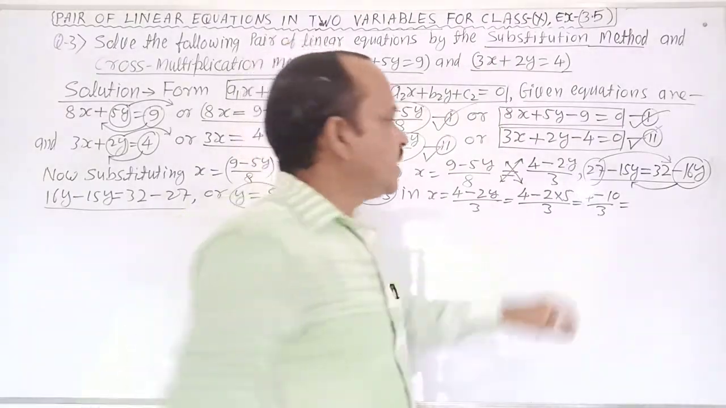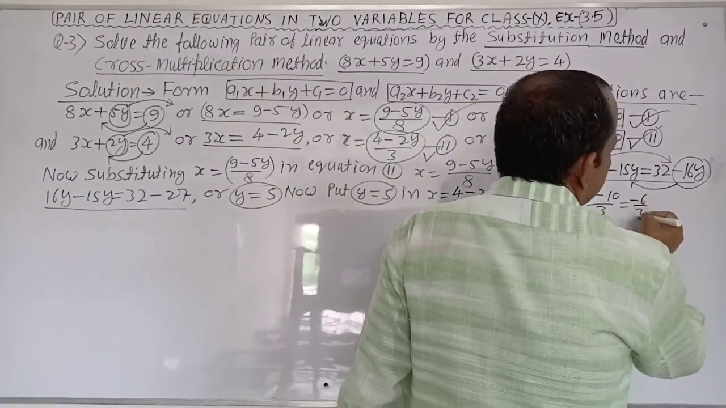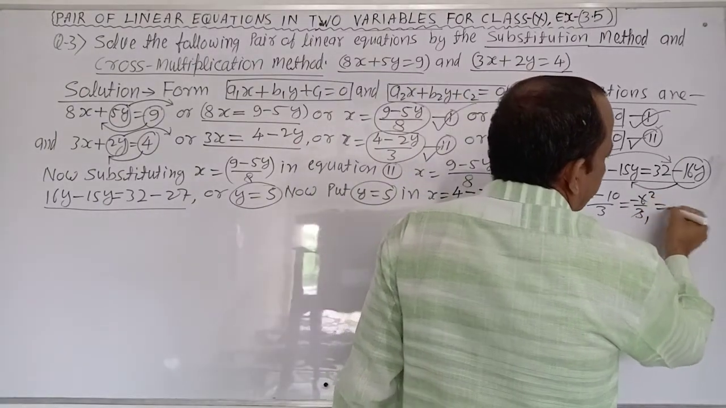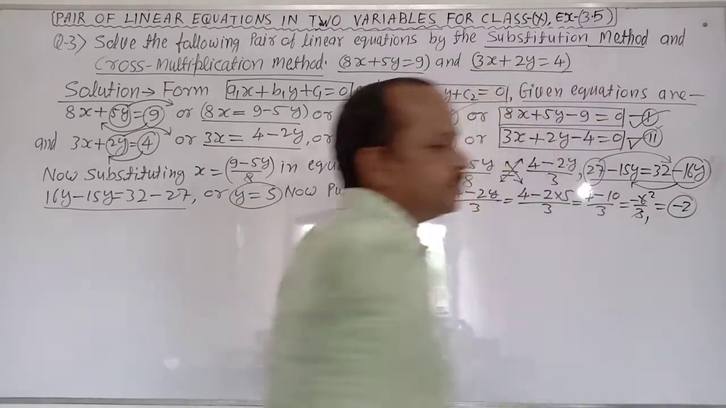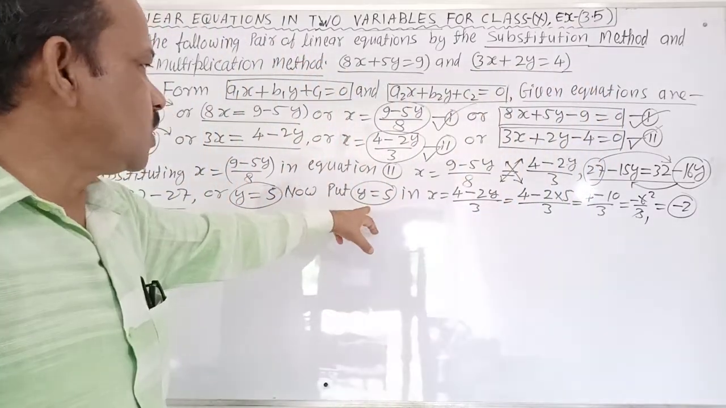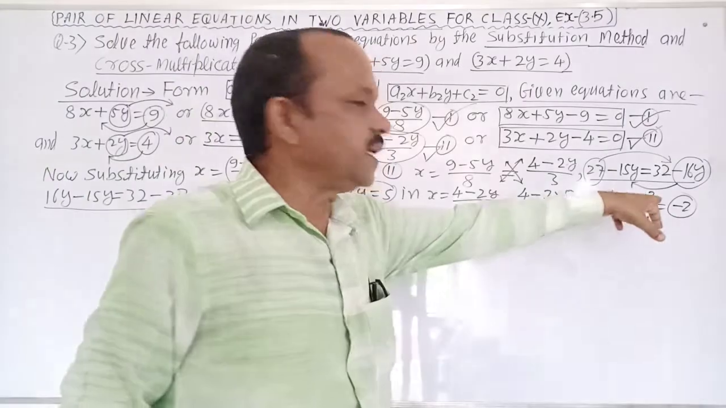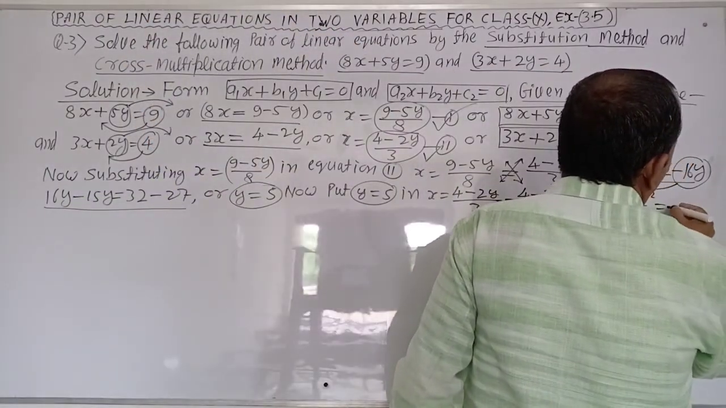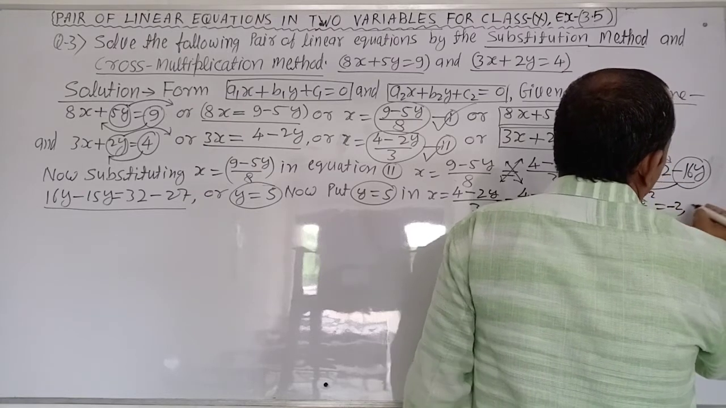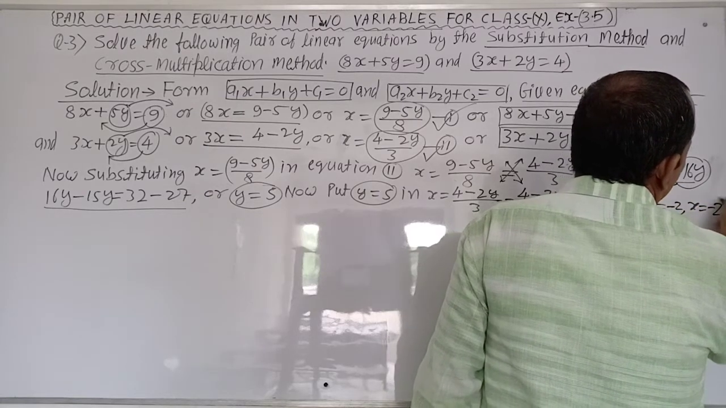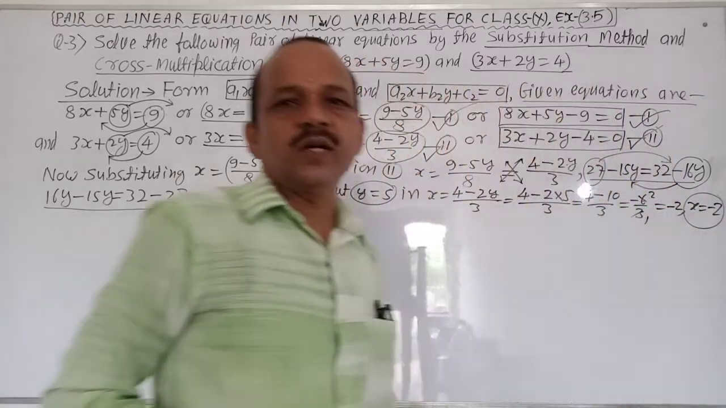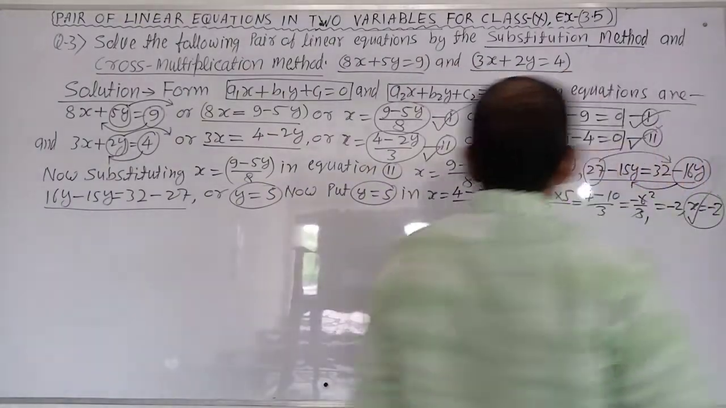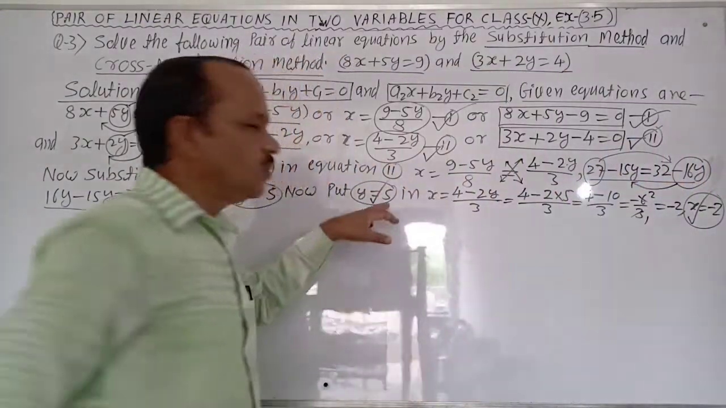it becomes minus 6 by 3. You can cut it: 3 ones are 3, 3 twos are 6, equal to minus 2. You find y equal to 5 and x equal to minus 2. You find x equal to minus 2. Clear? x equal to minus 2 and y equal to 5.